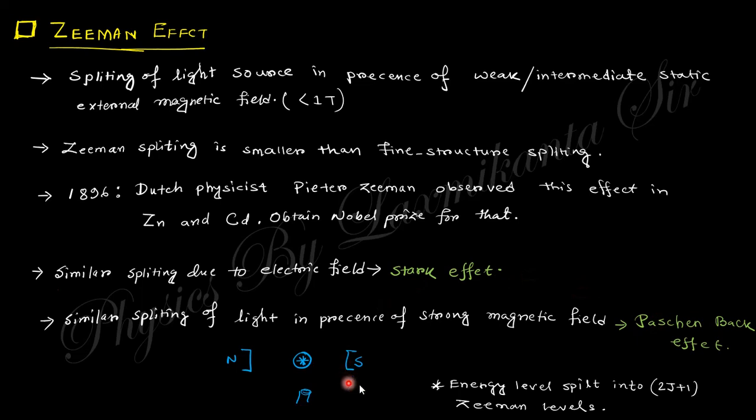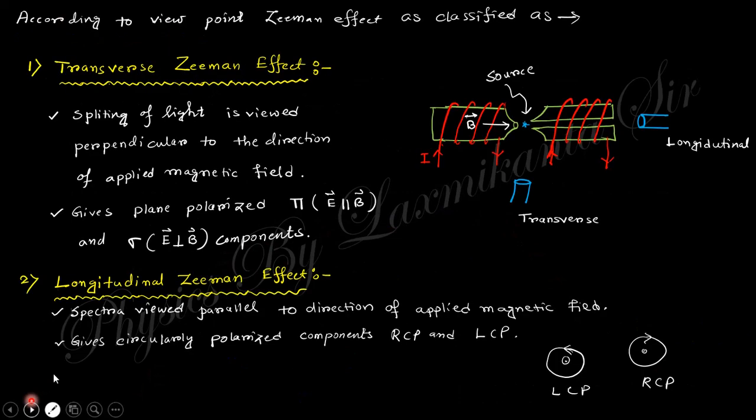And the energy level in the fine structure is split into 2j plus 1 Zeeman levels. J is the total angular momentum quantum number. So let's come into details.